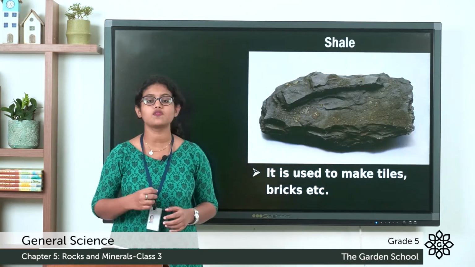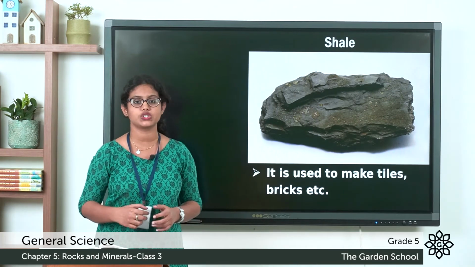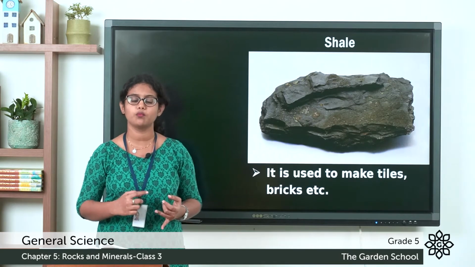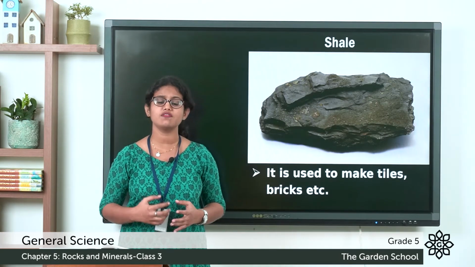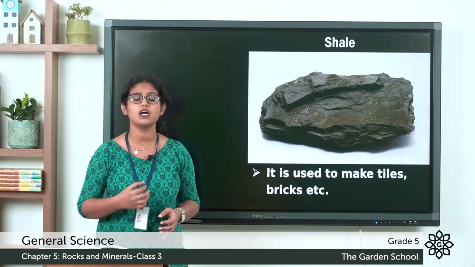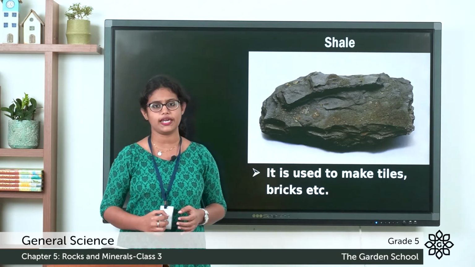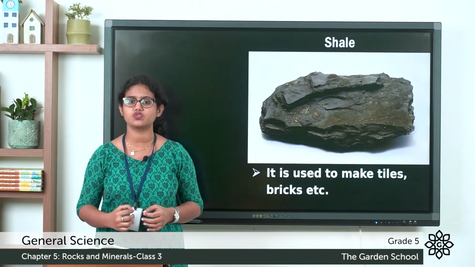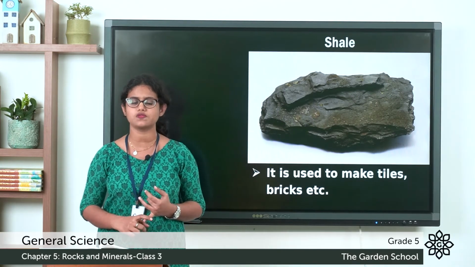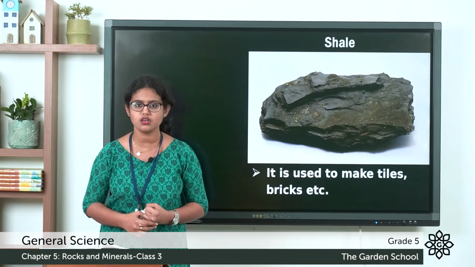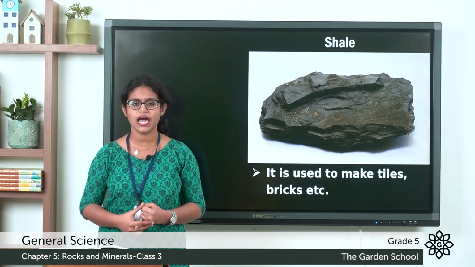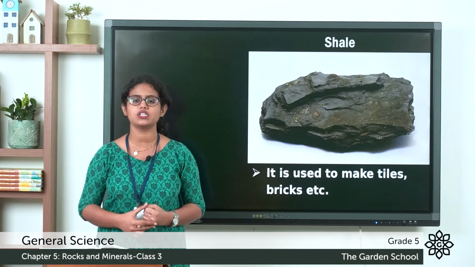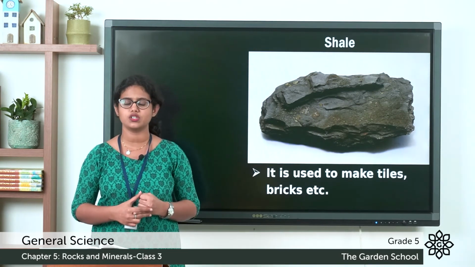And the other type of sedimentary rock is the shale. And this rock is used for making tiles, bricks, etc. Even natural gas and petroleum are extracted from shale. So these are some of the different types of sedimentary rocks. Which are the different types of sedimentary rocks? Sandstone, conglomerate, limestone and shale.